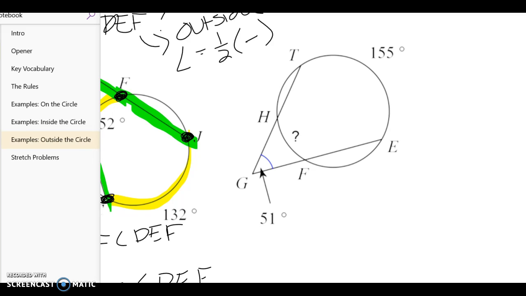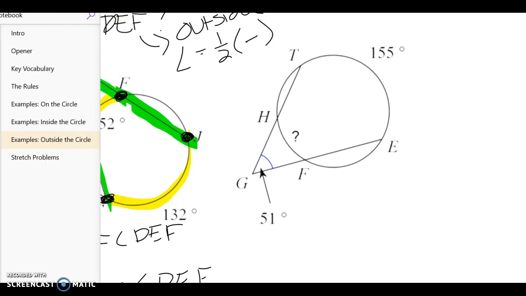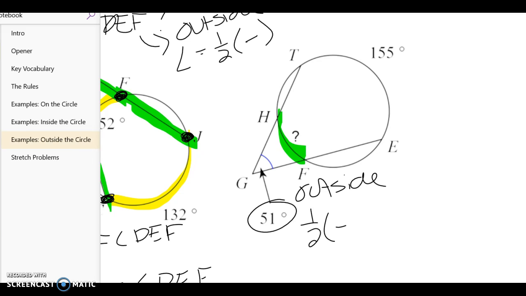So, what does it want me to find? It wants me to find HF. Okay, first thing I need to identify is where's my angle. My angle's here. Is this angle on the inside or outside? Outside. So once I find out that it's on the outside, that means I'm going to take half the difference to find the answer. So my angle is 51, and it's going to be half the difference of the arcs.